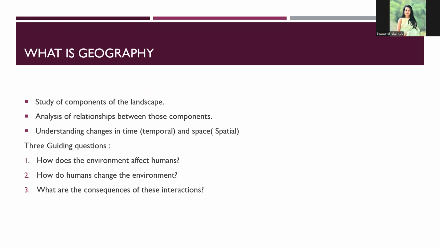And the third question is, what are the consequences of these interactions? For example, the 2004 tsunami showed us that destroying mangroves and coral reefs removes natural protection. Villages with mangroves fared much better than those without.